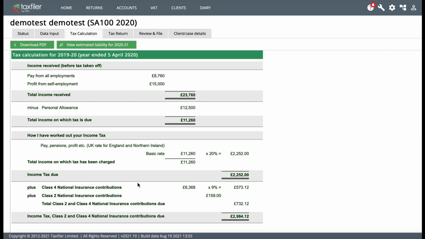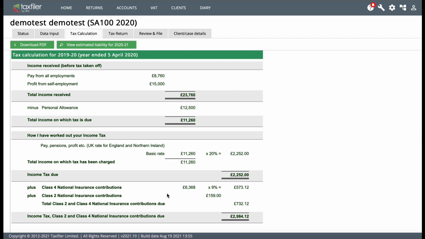Now, national insurance, which is slightly different, it's kind of another tax, but it's national insurance. When you're self-employed, you pay Class 4 national insurance contributions and Class 2 national insurance contributions. Now, Class 2 national insurance contributions are what's been known in the past, I guess, as the NI stamp.